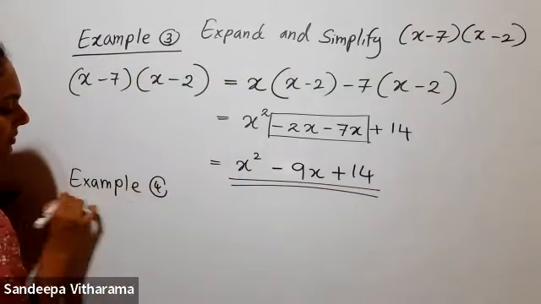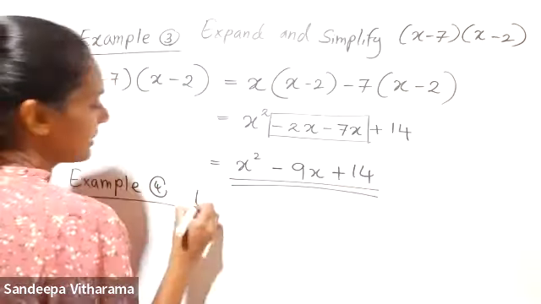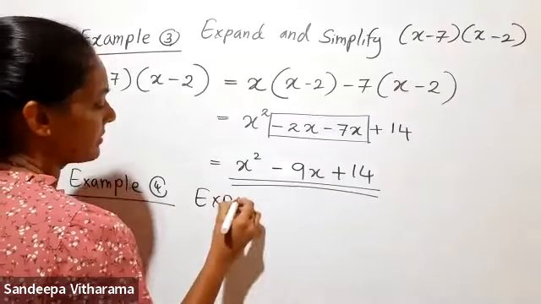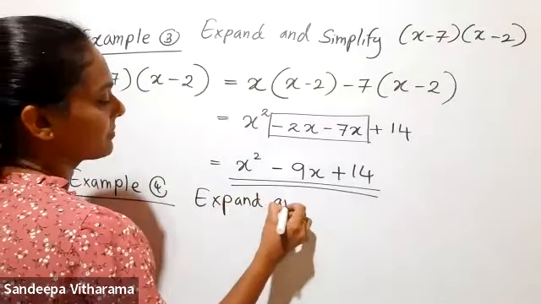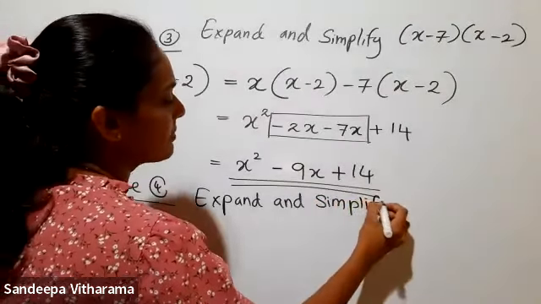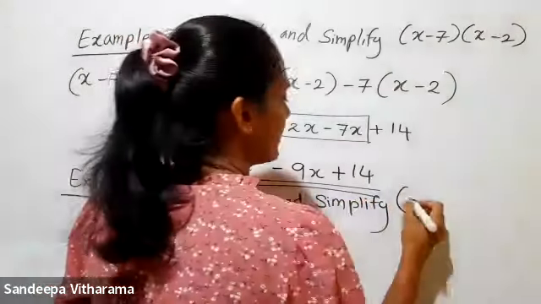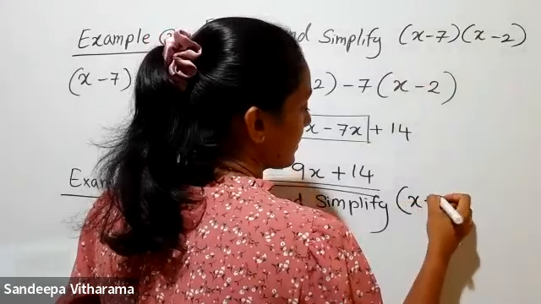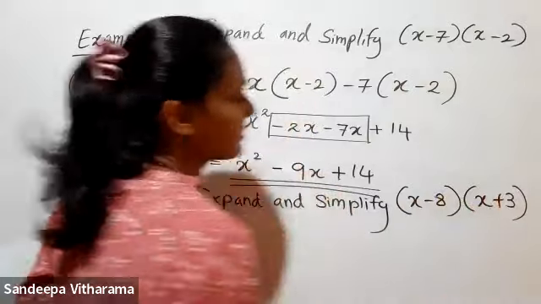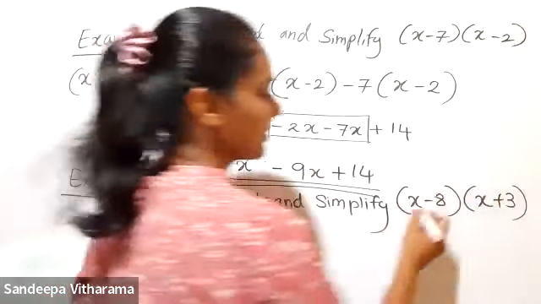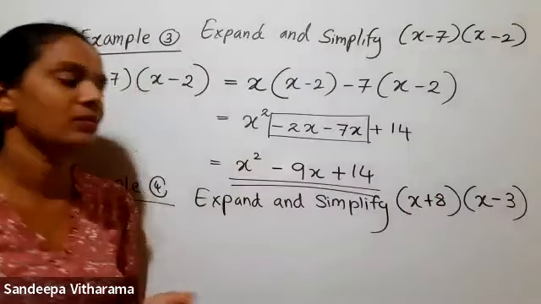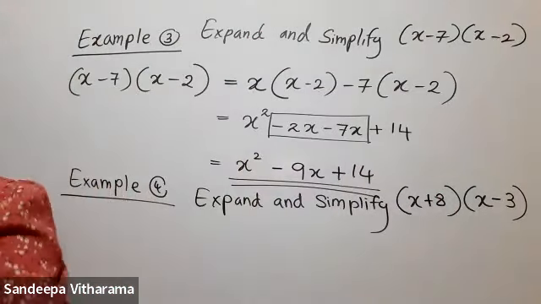Example 4. Now we are going ahead with slightly harder sums. Expand and simplify: x plus 8 and x minus 3. Sorry, x plus 8 and x minus 3. Do it like this.